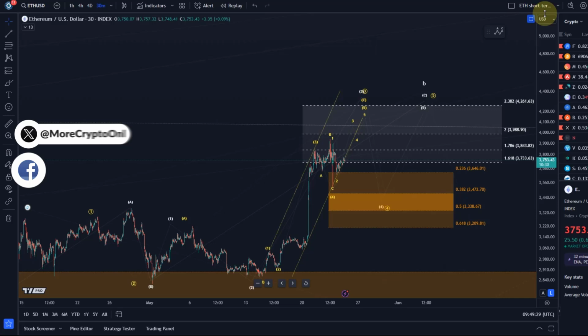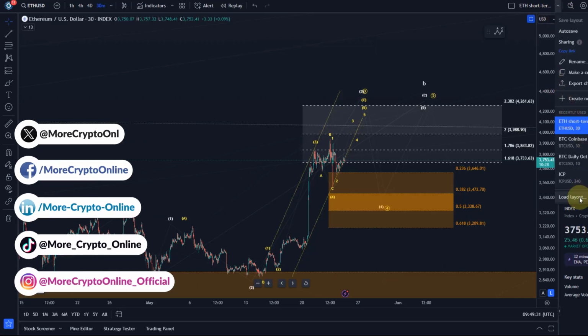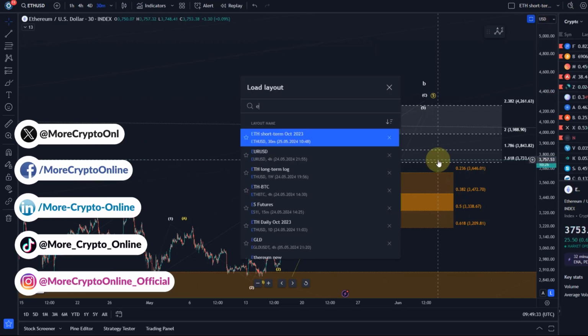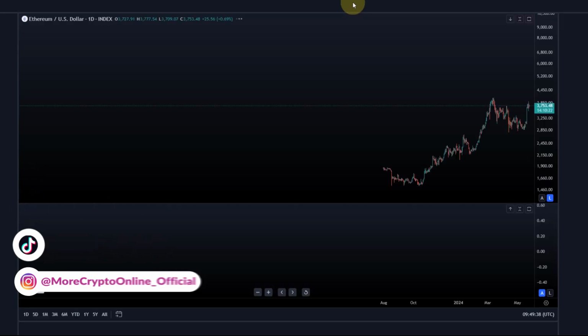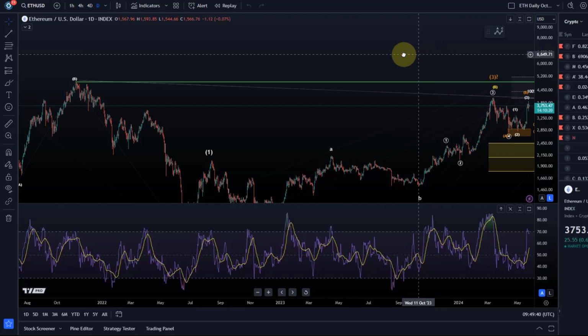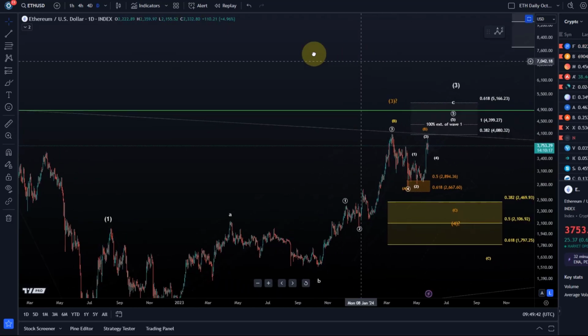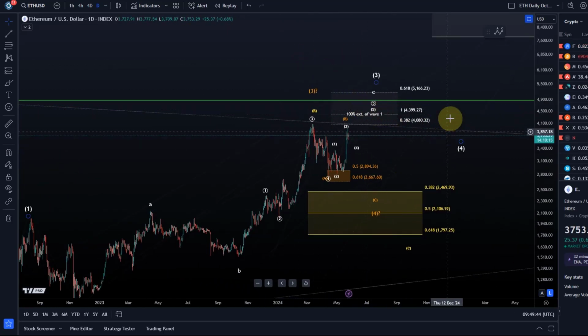So let's maybe start on the Ethereum daily time frame. Quite important to take a look at that first, maybe, before we dive into the microstructures. Now we take a look at the short-term bullish and short-term bearish scenarios.